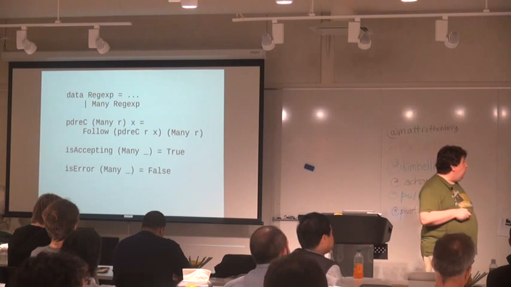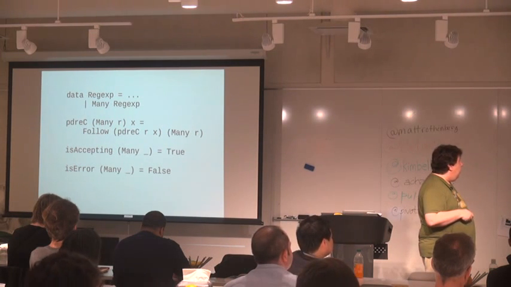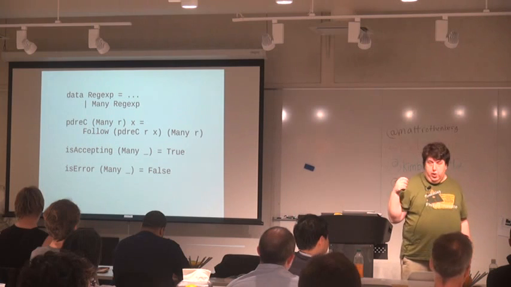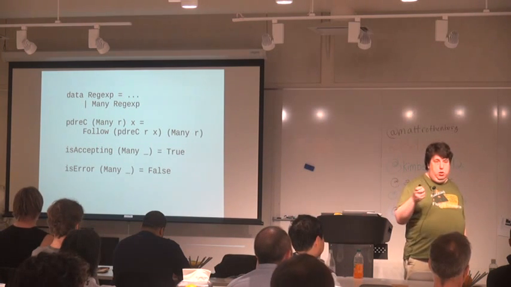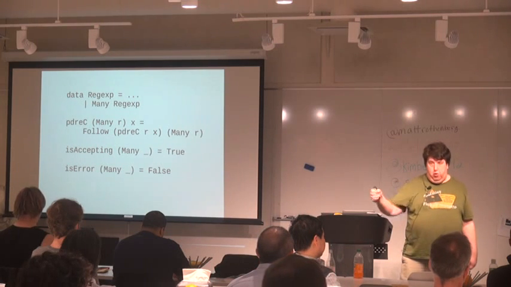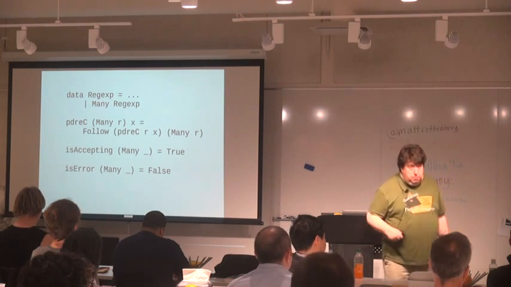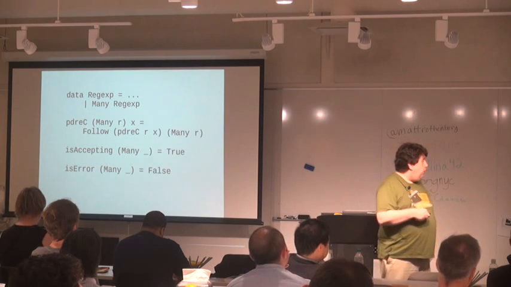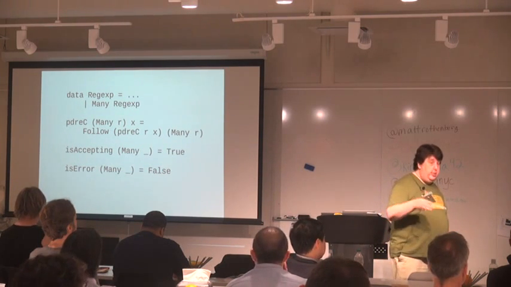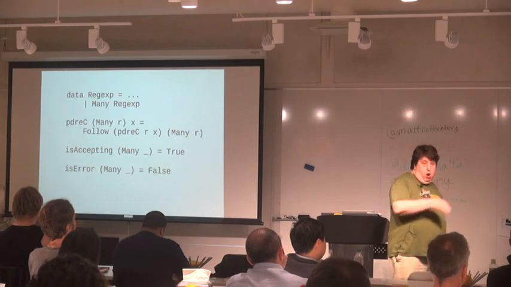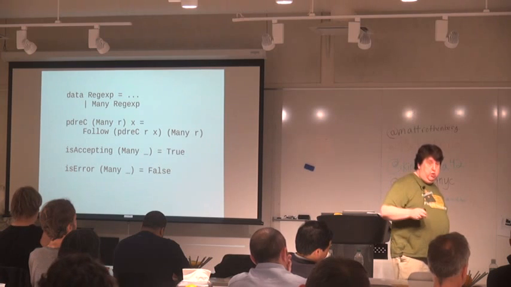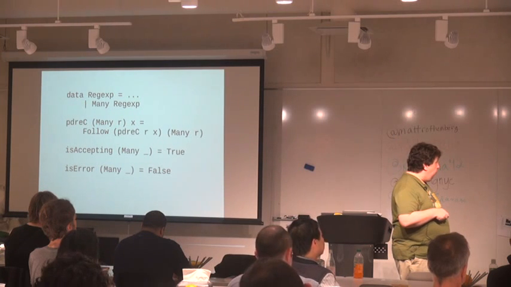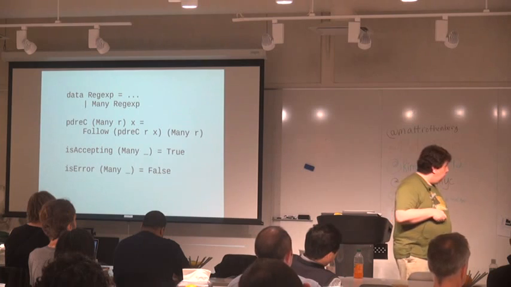So we add our many regular expressions, right? When we're calculating the partial derivative of many, we can always replace many of R as an optional R followed by many of R. But when we take the partial derivative, the optional just goes away. So we can always treat many R as R followed by many R. We can always pull an R out and start taking partial derivatives of it, which is exactly what we have here. It's the partial derivative of R followed by many R. Right? Questions? Nope.